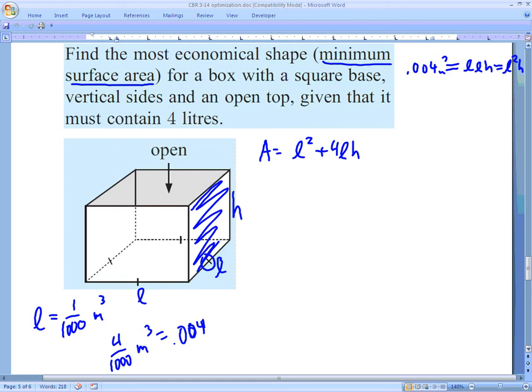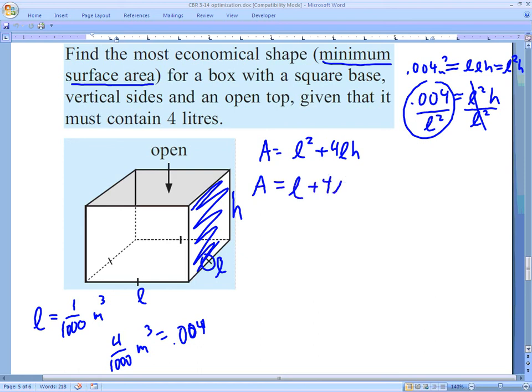So I'm going to solve for H here so I can replace it with L's. 0.004 meters cubed is equal to L squared H. To get H alone, I divide both sides by L squared. Those cancel out, and H is equal to 0.004 over L squared. So I'm going to rewrite my surface area as L squared plus 4 times L times 0.004 over L squared.